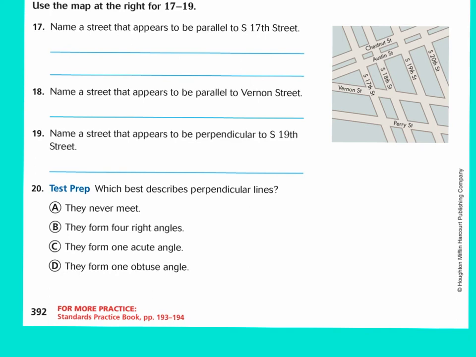Go ahead and think about that. I'll give you 5 seconds. Get it bubbled in if you can. 4, 3, 2, and 1. So what's best describing perpendicular lines? We should have picked B, that when they cross each other, they form those four right angles.